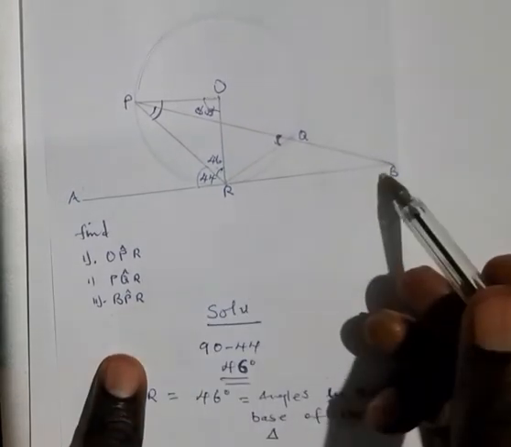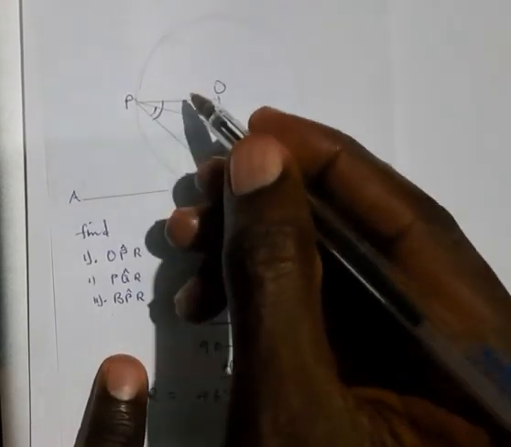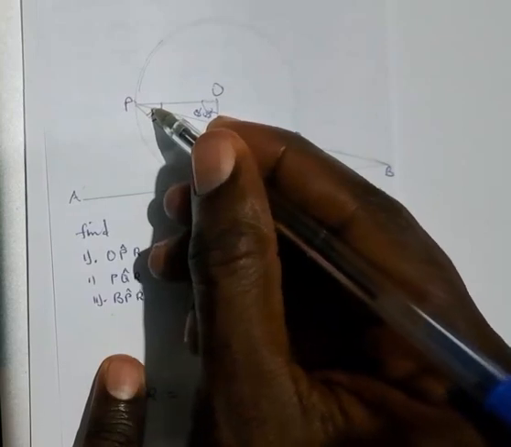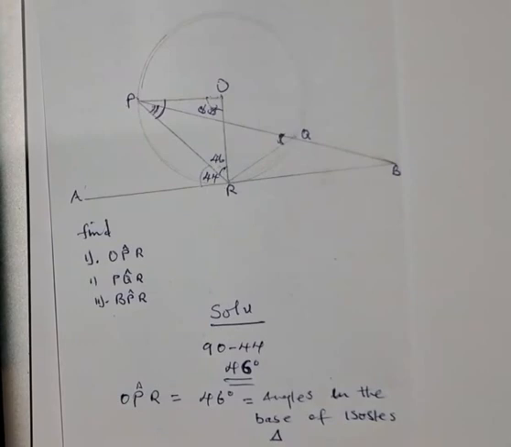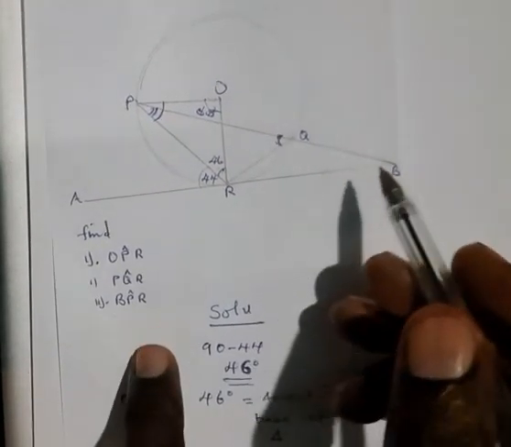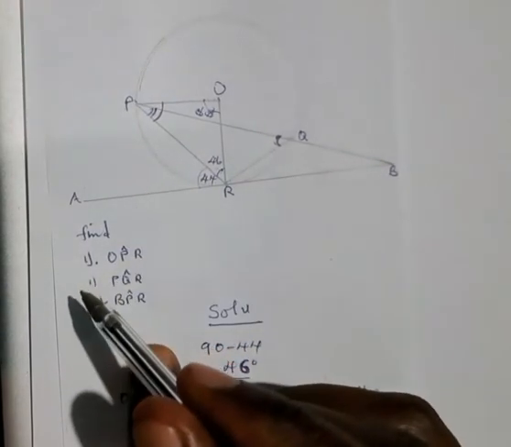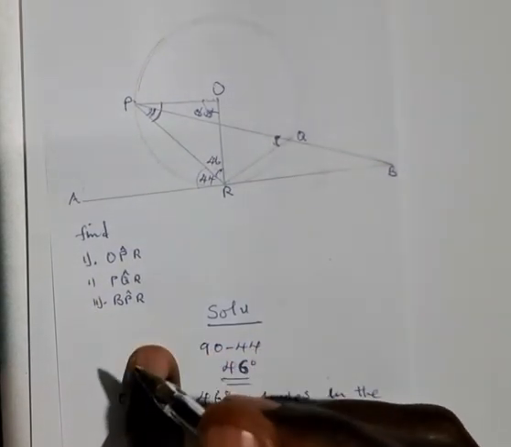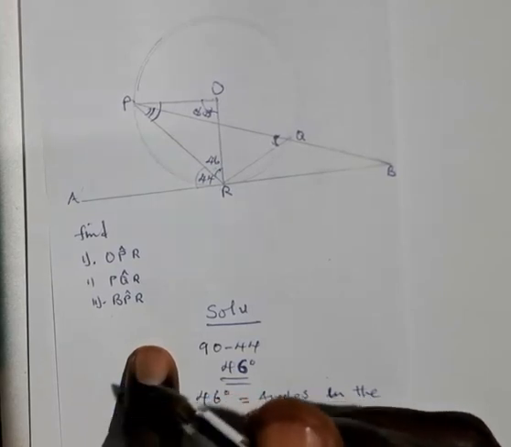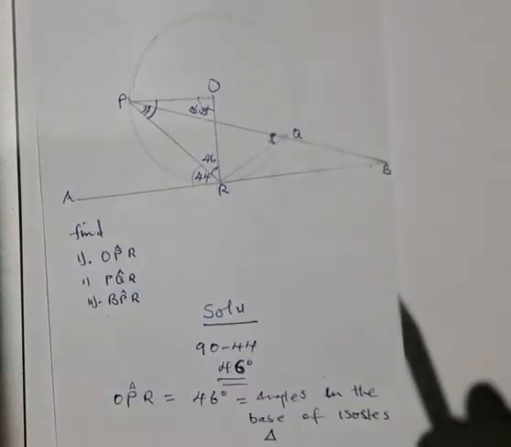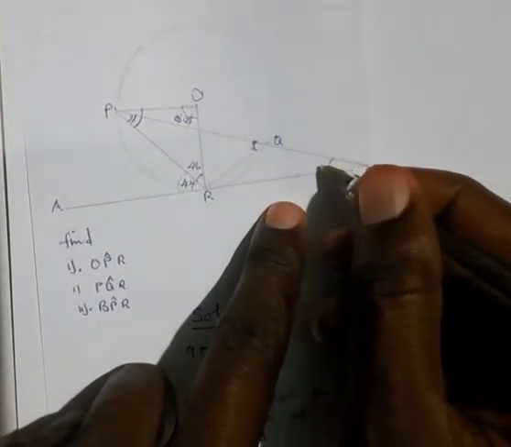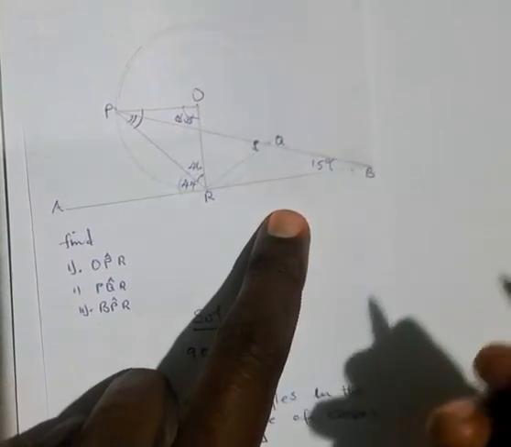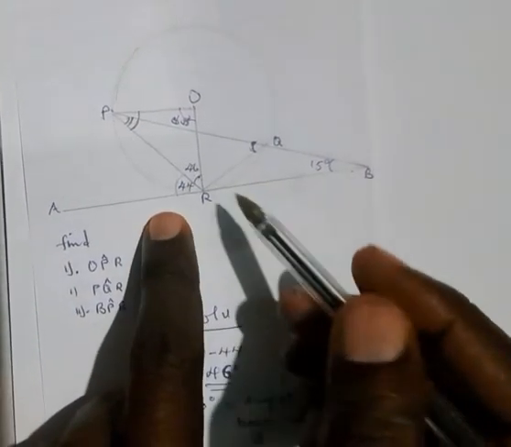Okay, we have this one, BPR. Just this small one here. BPR. How can I find this? We're going to be in trouble. Oh yeah, there's 15 here. I wanted to create trouble for myself. BPR, so this angle here.